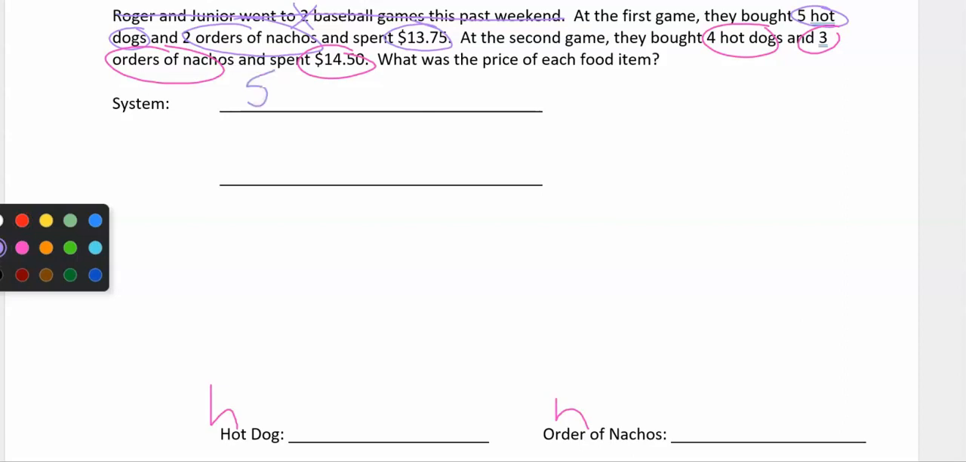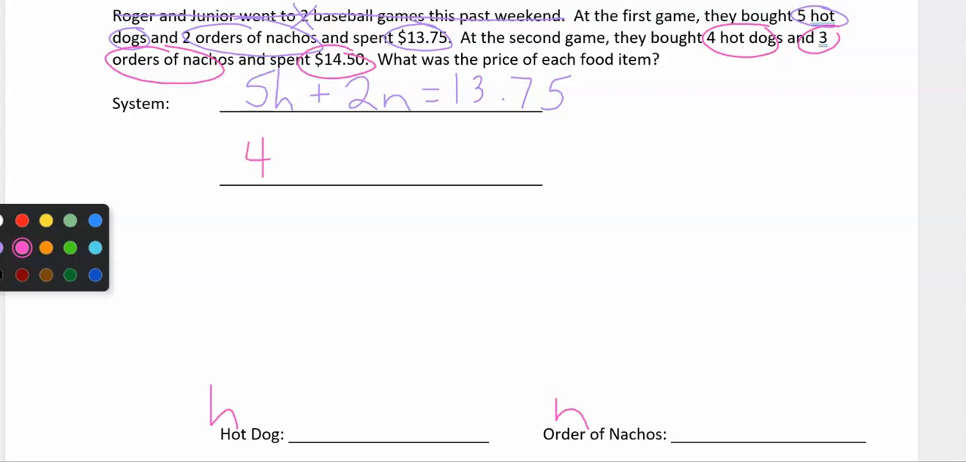It's 5 hot dogs plus 2 orders of nachos, and they spent $13.75. This is not my favorite that there's decimals in here with all the money, but that's okay. We can use calculators. You should use a calculator. This is going to be tough without one. The second equation is going to come from the second baseball game.